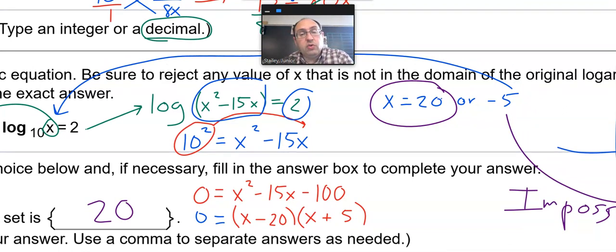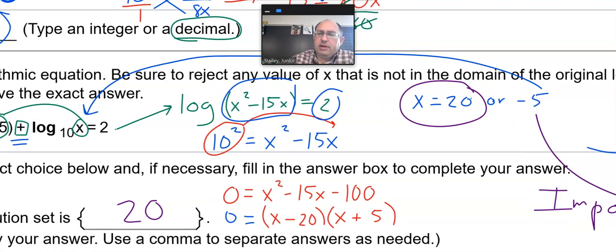Do we want to use the quadratic formula? No, we want to use factoring. Could we use the quadratic formula? Yes. You can always use the quadratic formula when you're solving quadratics. But they're going to be nice. So, we've got x squared minus 15x minus 100. What multiplies to negative 100 but adds up to negative 15? So, I found negative 20 and positive 5.